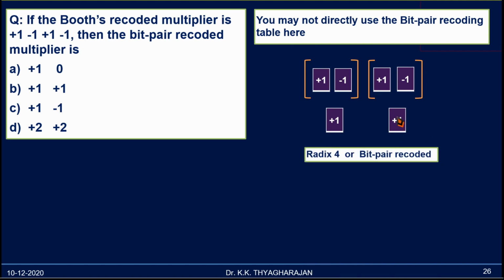And the position value of this first number is 4 power 0. Here the position value is 4 power 1. So this is also called Radix-4 or bit pair recoded multiplier. So the correct answer is plus 1 plus 1. In the options, if you see, the correct answer is B, plus 1 plus 1.